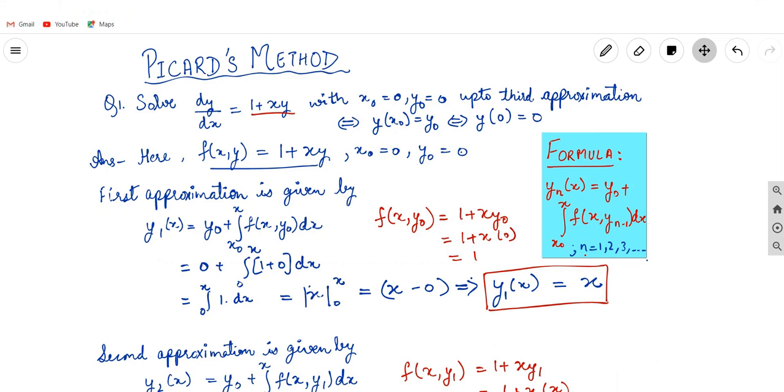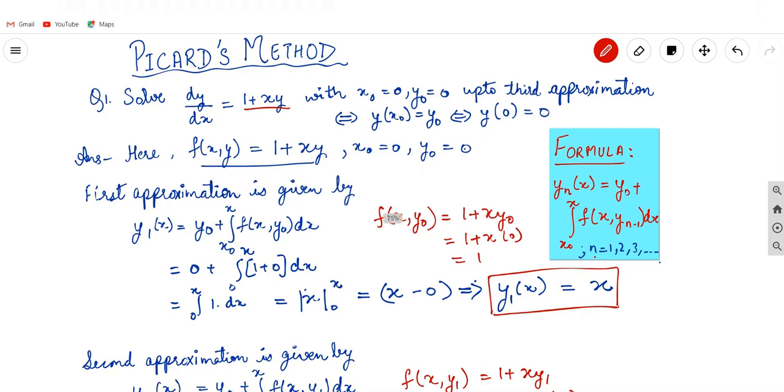Now, we have some questions. So here I have written it. Solve dy by dx is equal to 1 plus xy with the initial condition x naught is 0 and y naught is 0, up to third approximation. So we have to find the solution up to the third approximation.